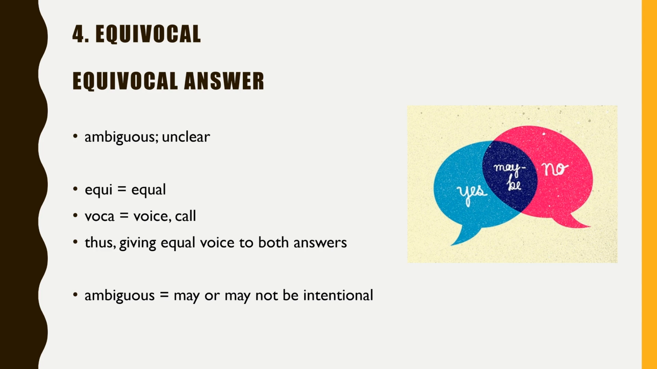So the word ambiguous may or may not be intentional. Maybe you just spoke in a very unclear manner, then you made an ambiguous answer. But equivocal implies that you're intentionally being ambiguous. Usually politicians do that. Politicians don't like to give a straightforward answer because whatever answer they give, there's going to be people who don't like that answer and they're going to alienate those people. And politicians don't want to alienate anybody. They want everybody to support that person when it comes election time. So they will often give equivocal answers.